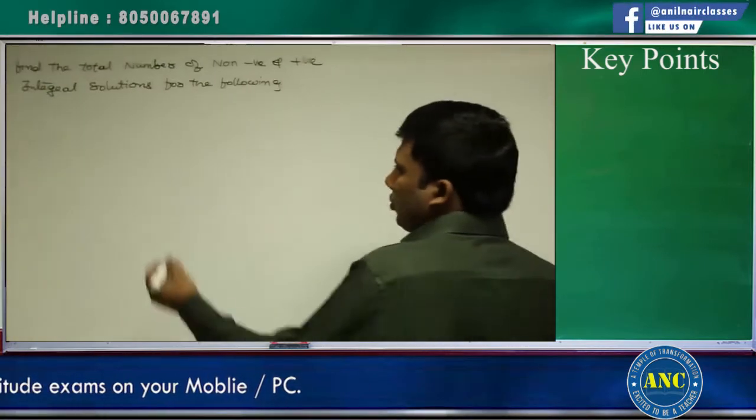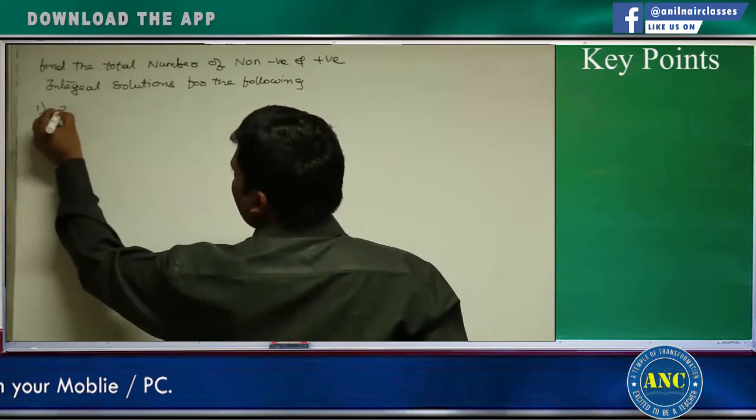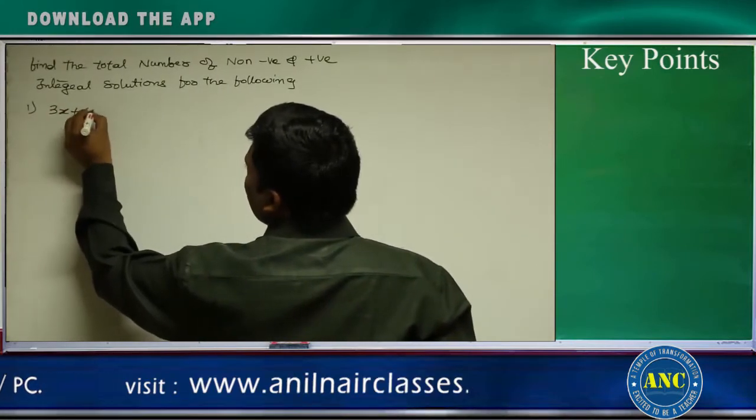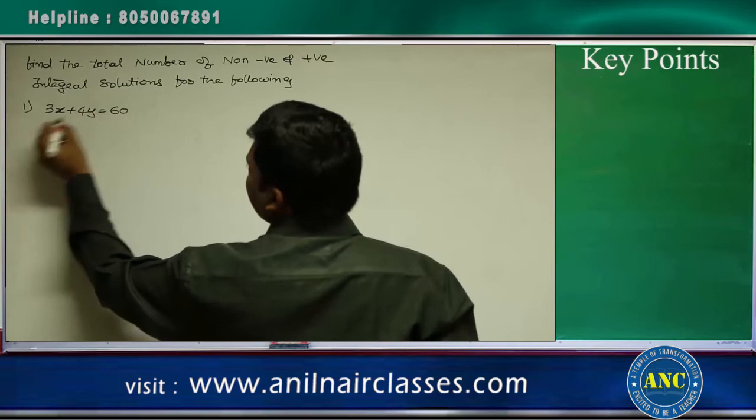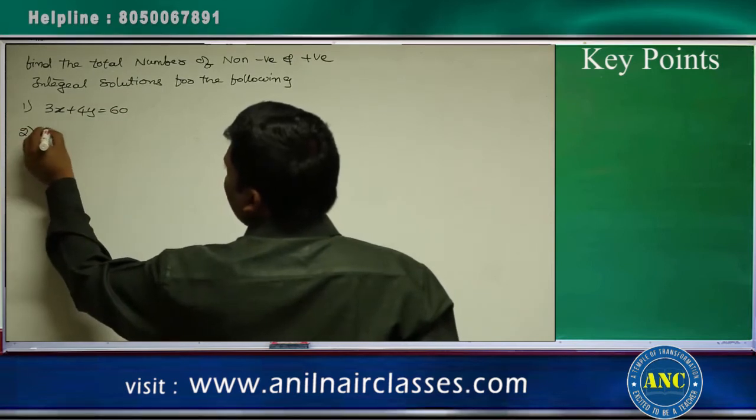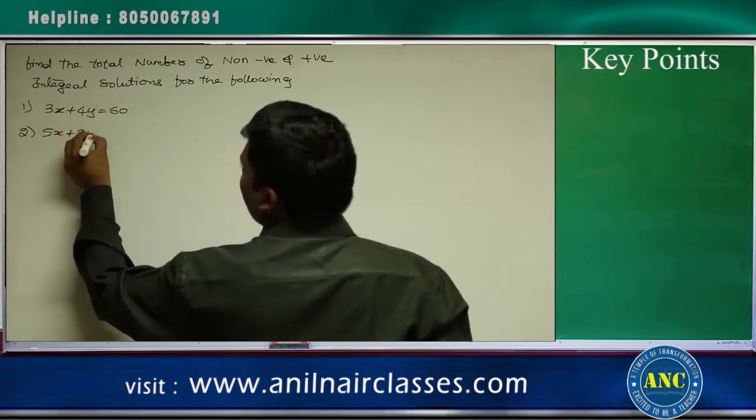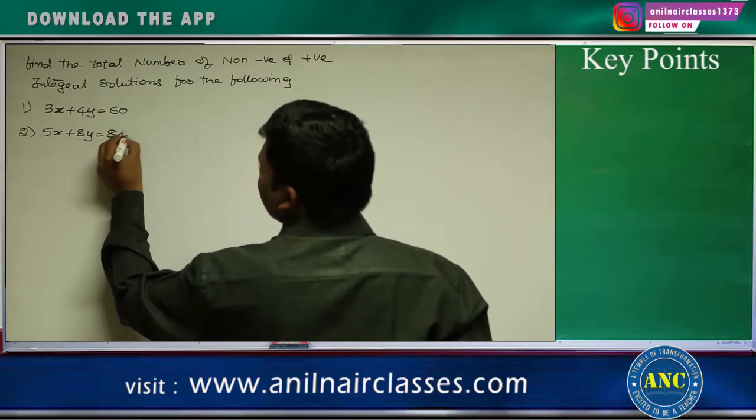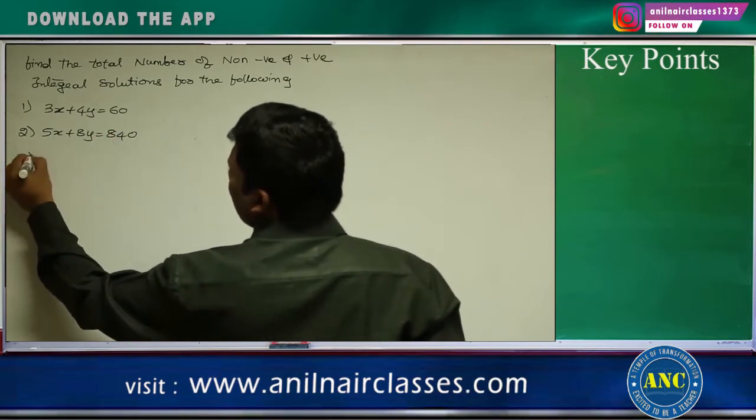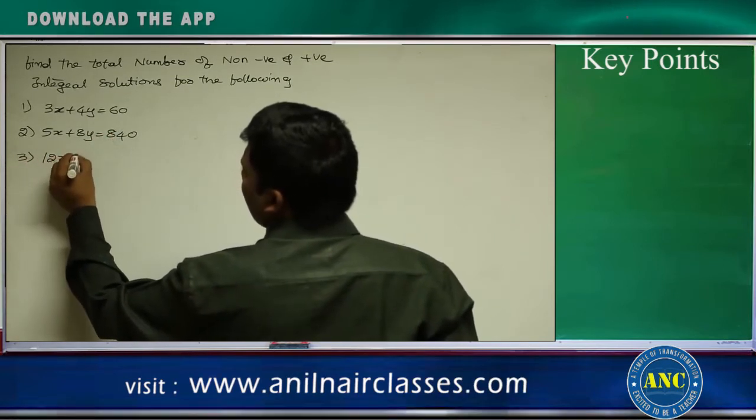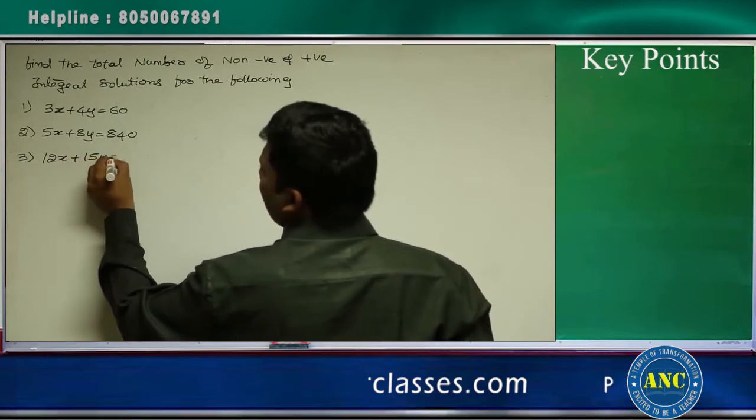Questions. Question 1: 3x + 4y = 60. Second one: 5x + 8y = 840. Third one: 12x + 15y = 720.